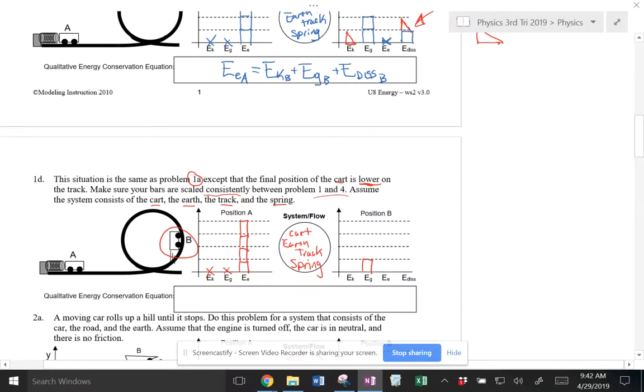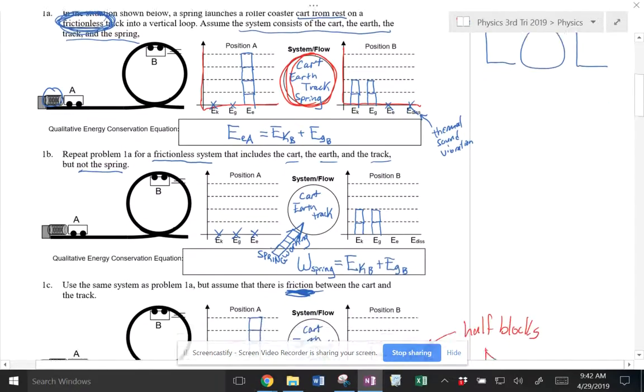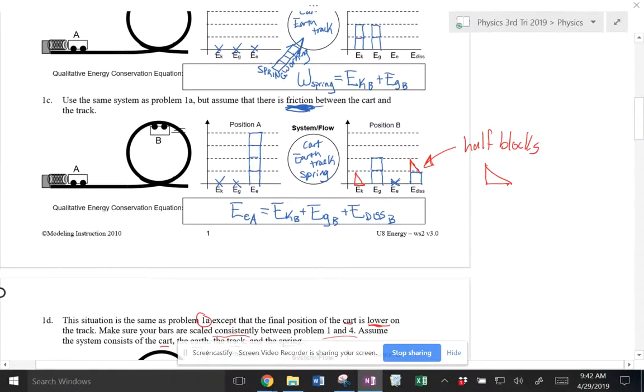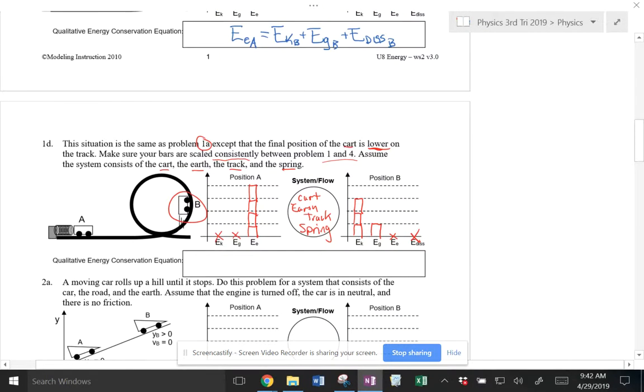This is the same as problem 1A, and problem 1A was frictionless. So I'm not going to have any E-dis here. The spring's not involved, so I'm not going to have any of that. I'm going to have 3 blocks of EK. It's going faster at that position than it will be when it gets to the top. So I've got E at position A equals EK at position B plus EG at position B. All right.